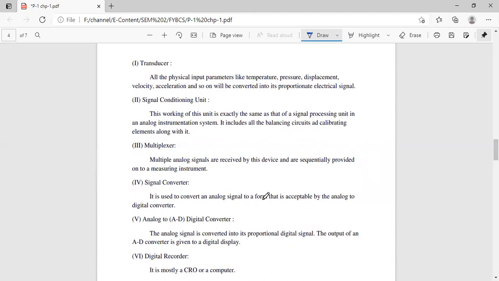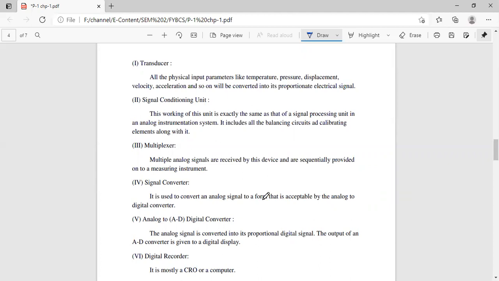The second is your signal conditioning unit. What is its function? The working of this unit is exactly the same as that of the signal processing unit in the analog instrumentation system. We have seen the function of the signal processing unit in the previous block diagram. It will filter the signal, it will amplify the signal, it will convert the signal into a desirable format. So the same functioning is going to happen inside the signal conditioning unit block.